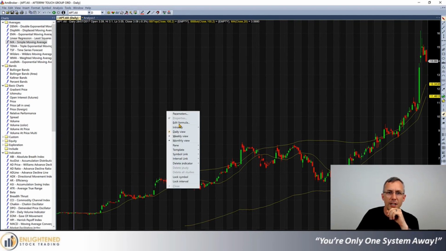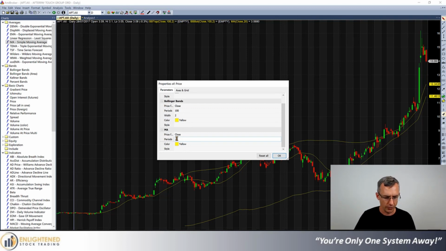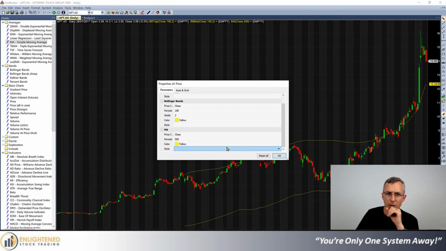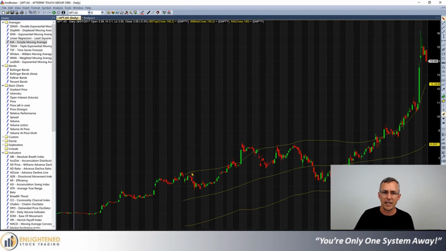Oh, and I also need to change my moving average. Where's the moving average? Here it is. So I'll change this to 100 bars so it matches, not 500 bars. There we go. Okay, so now we've got 100 bars standard deviation Bollinger Band and 100 bar moving average.